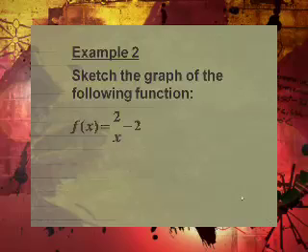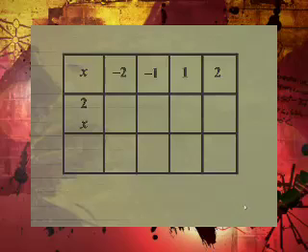Have a look at this one quickly: 2 over x minus 2. Let's have a look. What we could do is pick some nice x values, and we've got 2 over x. Let's quickly do this. 2 over negative 2 is minus 1. 2 over minus 1 is minus 2. 2 over 1 is 2, and 2 over 2 is 1.